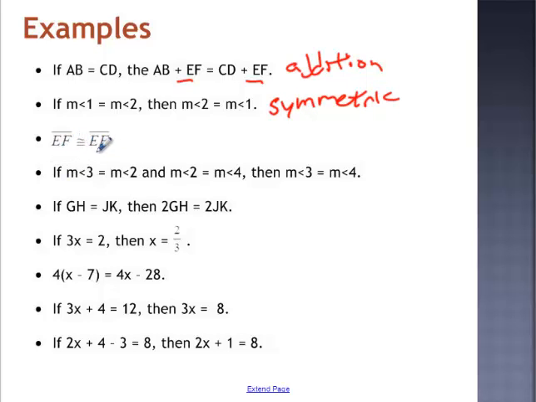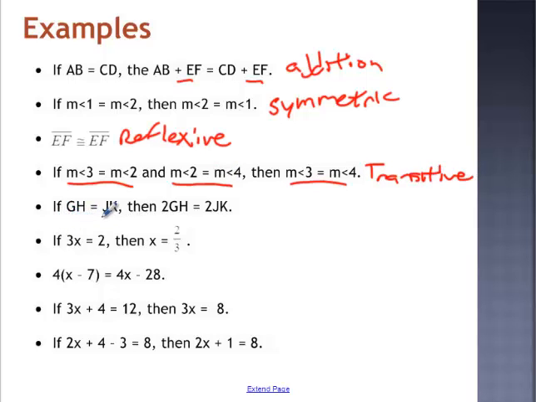EF is equal to EF. It's exactly the same thing on the left side and the right side. It's a reflection. Oops. Spelled half reflection and half reflexive. Reflexive and symmetric properties get mixed up all the time. Just be careful. Number 4, measure of angle 3 equals measure of angle 2, and measure of angle 2 equals measure of angle 4. As I'm reading this, I already recognize that there's 3 things. Since there's 3 things and it follows a chain, it's transitive property.